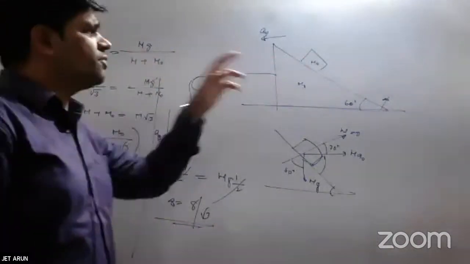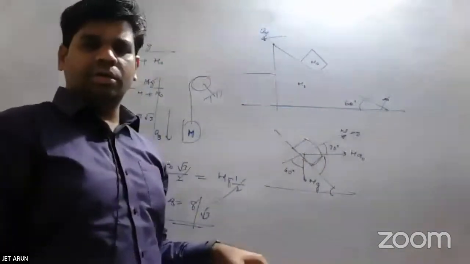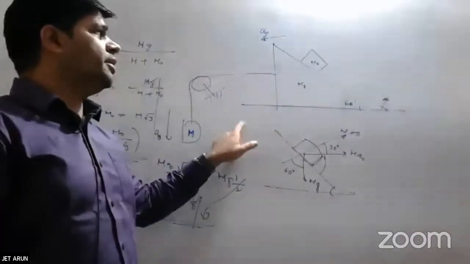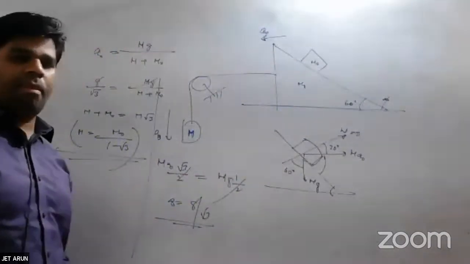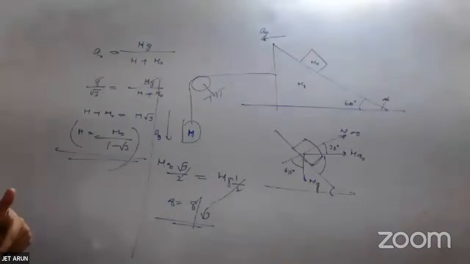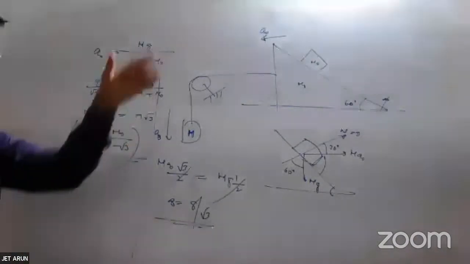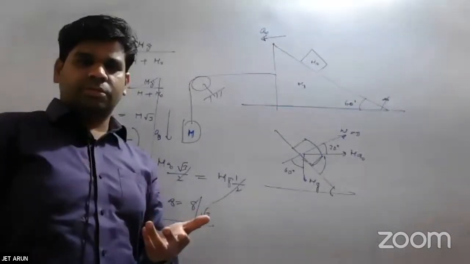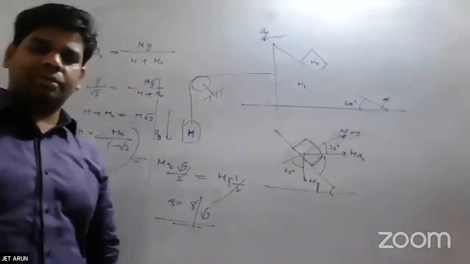And what is the acceleration of this m naught with respect to ground? Zero, sir? No, with respect to ground. It is coming down, so definitely there should be acceleration, right? Yes, sir. g. g, right.